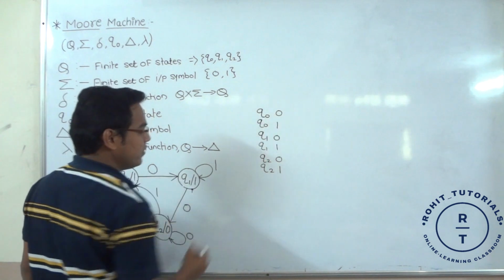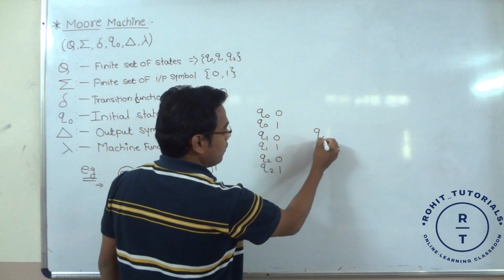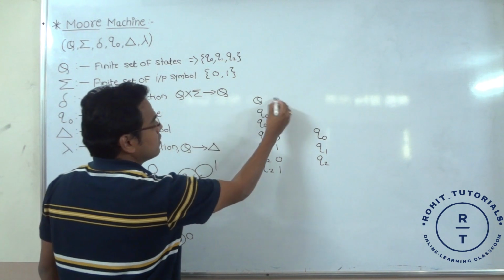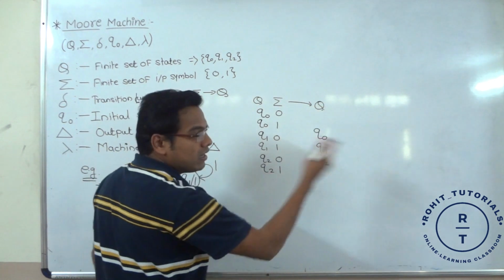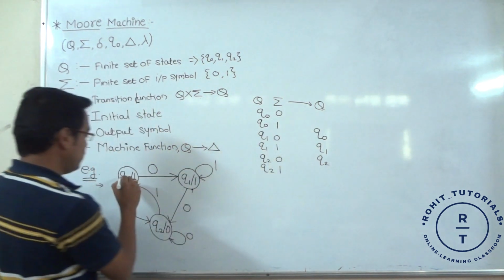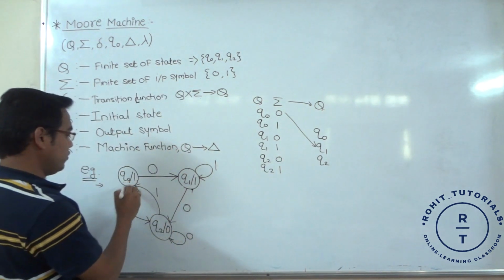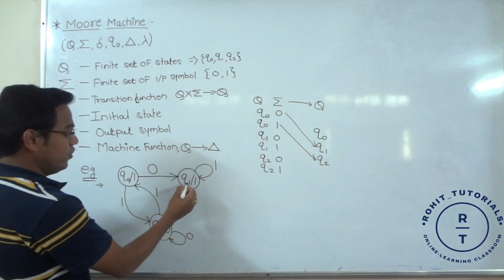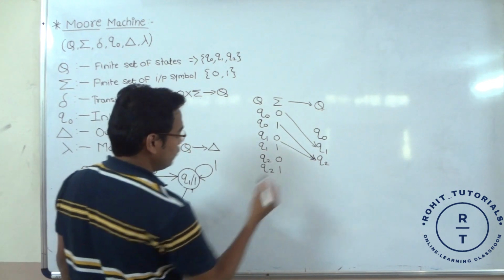If Q0 state and 0 occurs, it goes to either Q0, Q1 or Q2. These are the states: Q0, Q1, Q2. Capital Q is this, summation is this. This transition function gives you another state, the next state. Suppose at Q0 the symbol 0 occurs, it goes to Q1. At Q0, if 1 occurs, it goes to Q2. At Q1, if 0 occurs, it goes to Q2.